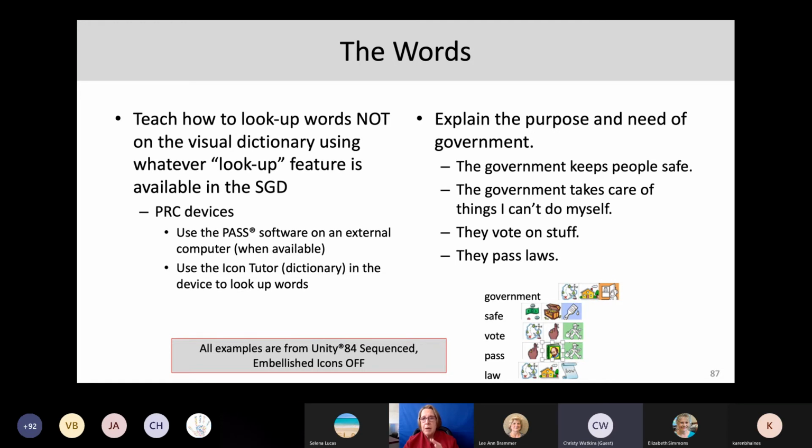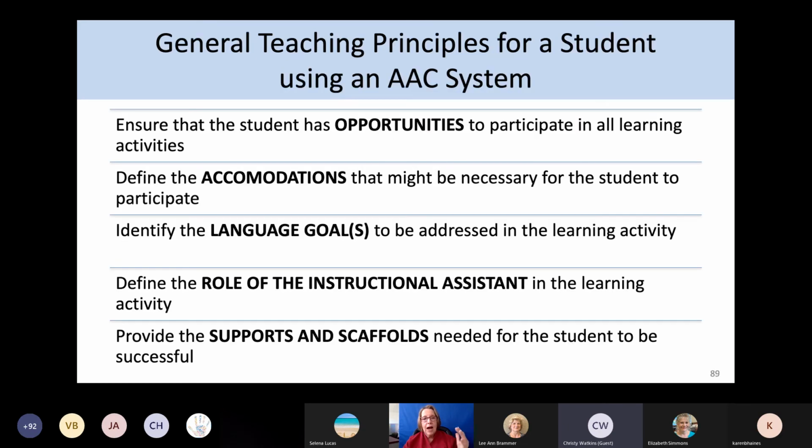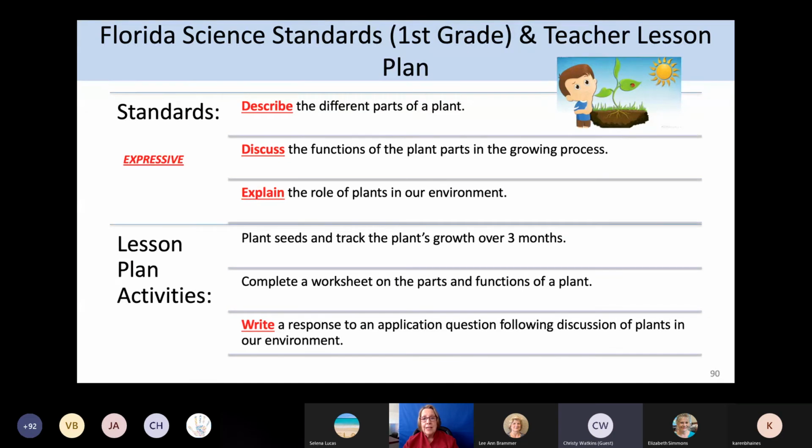All right, so we're going to use this with balance. So in the prep of teaching descriptively, you go back and review your educational standards and your lesson plans and your teaching principles. So, you know, I walk through with teachers to think about what are the opportunities we're going to give them, what other accommodations might we need to use, what are our language goals, going back to our IEP goals, what's my instructional assistant going to do, and what other supports and scaffolds do I need. So this is a first grade lesson on parts of a plant.